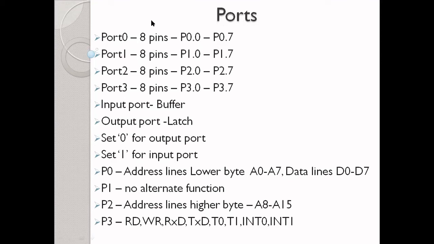So each port has 8 pins. The pin numbers are port 0.0 to port 0.7, like this: 1.0 to 1.7, 3.0 to 3.7. So there are ports called bidirectional ports. We can use them as an input port or output port. What is the difference?